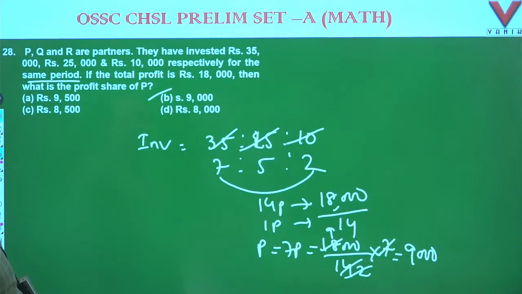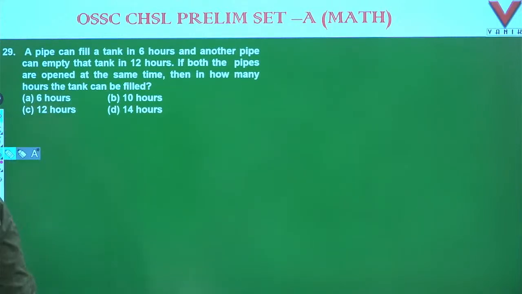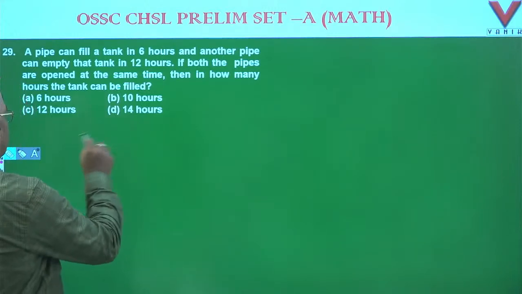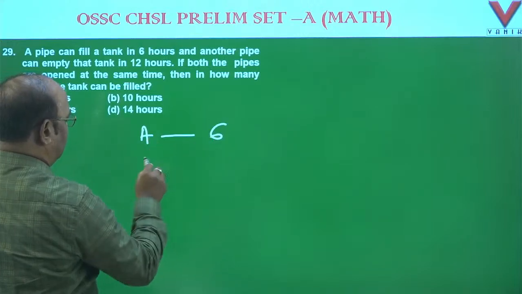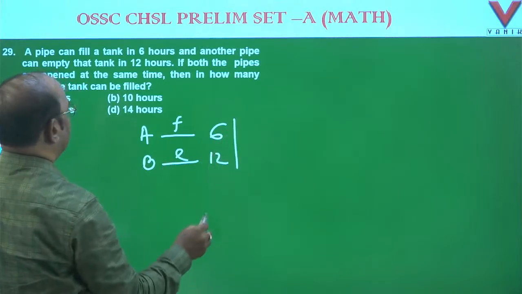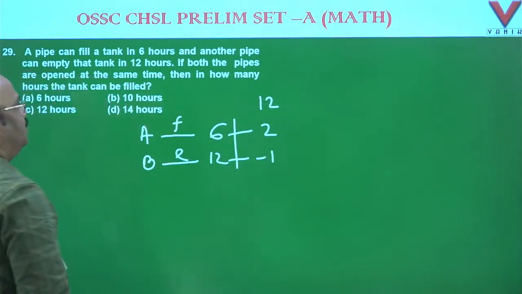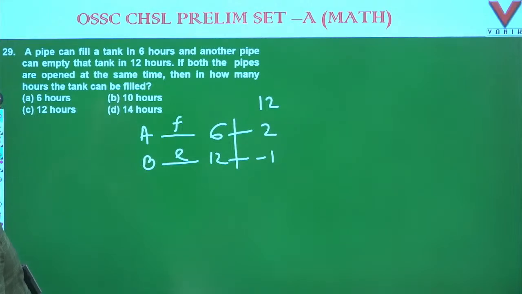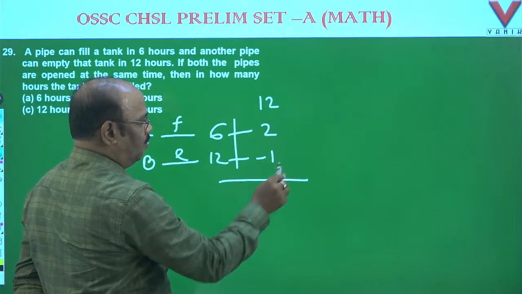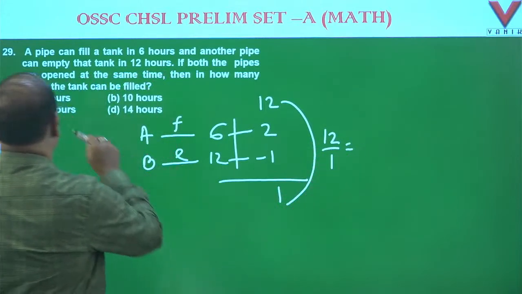Next question number 29. A pipe can fill a tank in 6 hours and another pipe empties it in 12 hours. Pipe A takes 6 hours to fill, pipe B empties in 12 hours. Take the LCM, 12: efficiency is 2 and minus 1. If both pipes are opened at the same time, in how many hours can the tank be filled? Together efficiency will be 2 minus 1, that is 1. So the tank will take 12 by 1, that becomes 12 hours. Option is C.